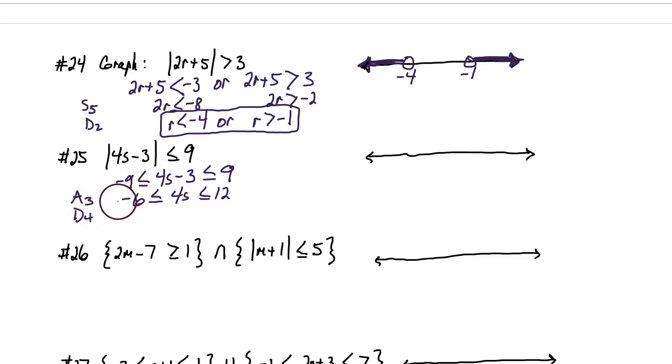Then divide by 4. -6 divided by 4 reduces to -3/2. 12 divided by 4 is 3. Here's our description of the solution for s. By the way, -3/2 is the same as -1.5. Here's +3 over here. We get closed dots and shade in between them.